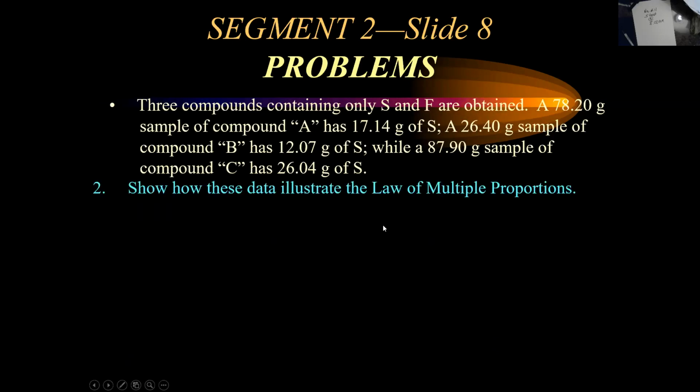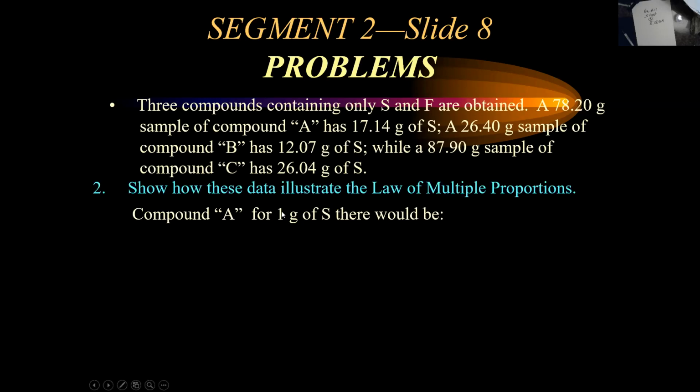Now, let's look at how these data can be used to verify the law of multiple proportions. So remember what the law of multiple proportions said, and you've just worked with it in a lab. It said that if you've got, in this case, 3 compounds that contain only sulfur and fluorine, and the amount of one of the elements is the same in all of the samples, the amount of the other elements could be divided out into ratios of small whole numbers. So let's see if this data is consistent.